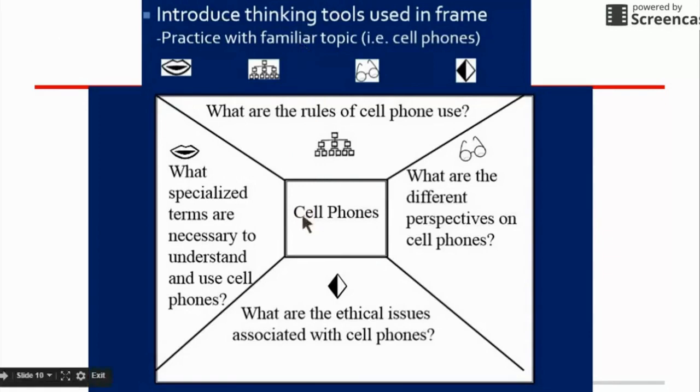Something for my teenagers would be their use of cell phones. So we could analyze the topic of cell phones from looking at its rules, looking at it from different perspectives, looking at the specialized terminology, the techie language used when speaking or learning about cell phones. We can even look at ethical issues that have arisen associated with cell phones.